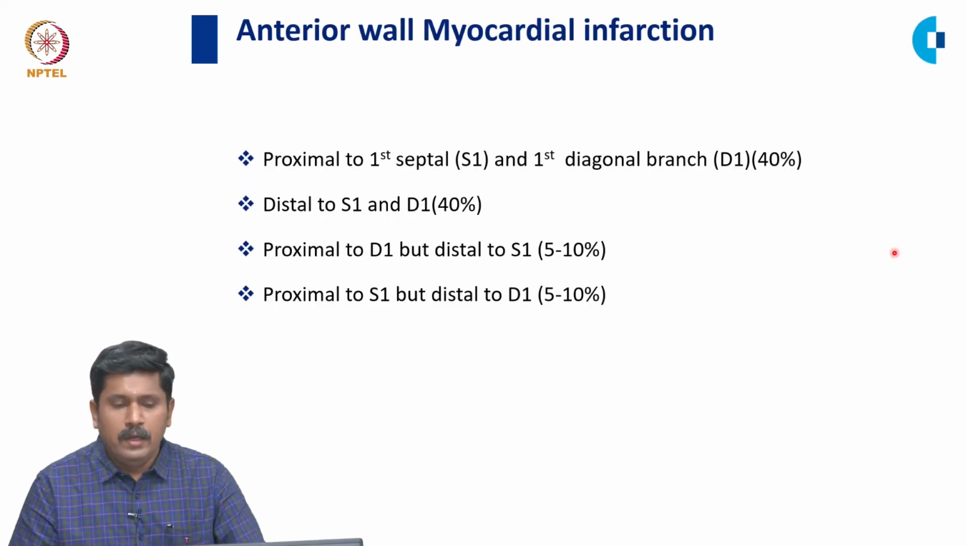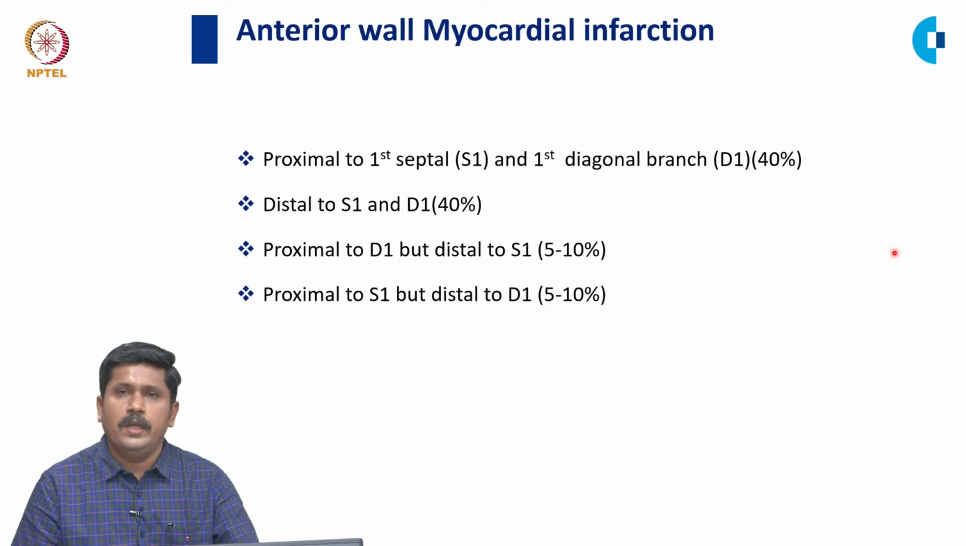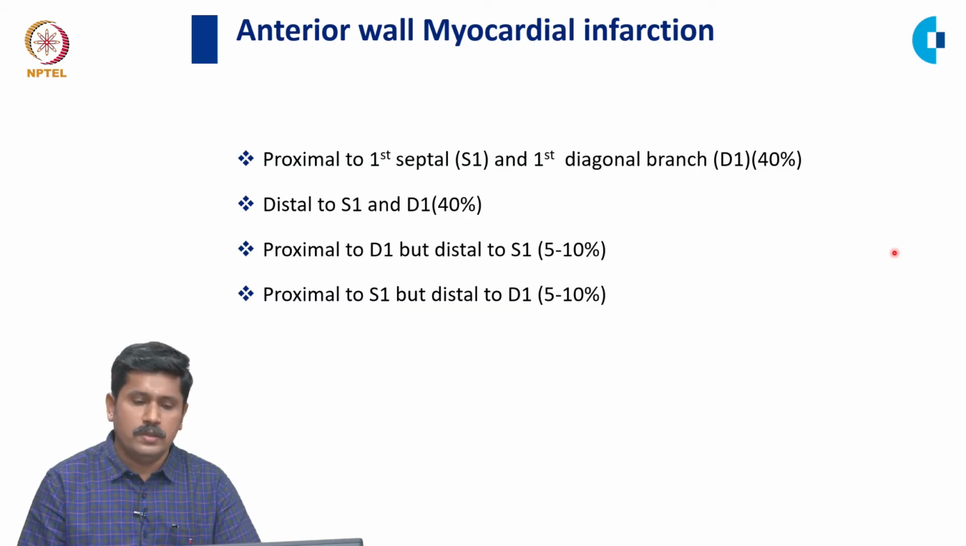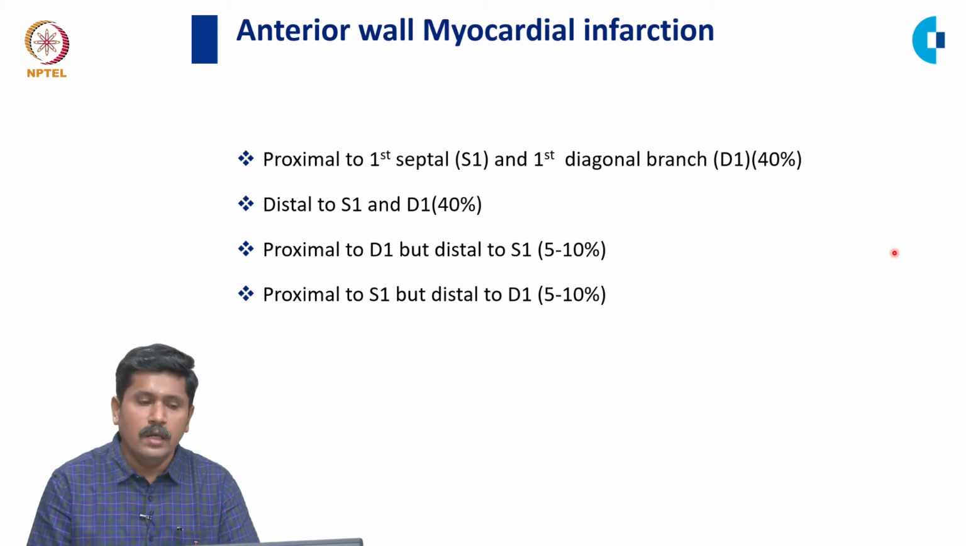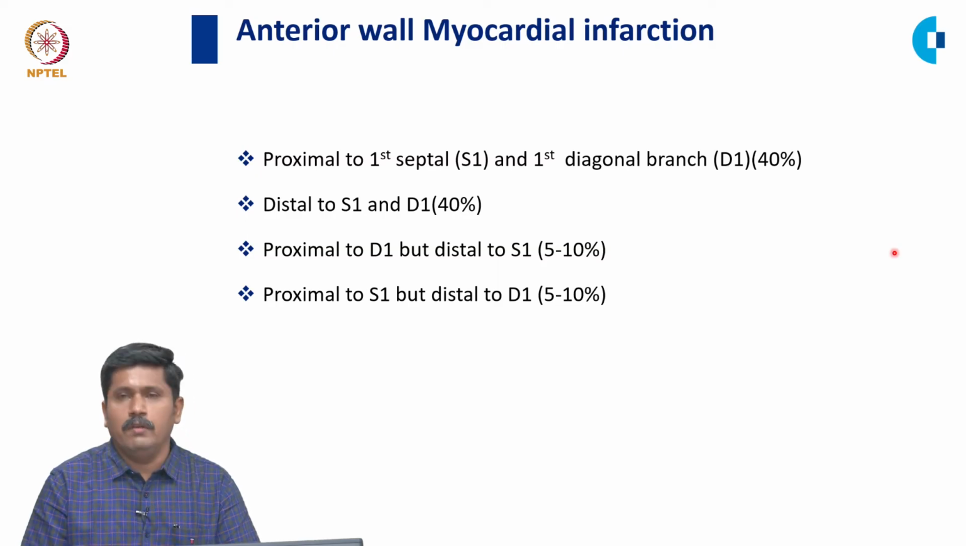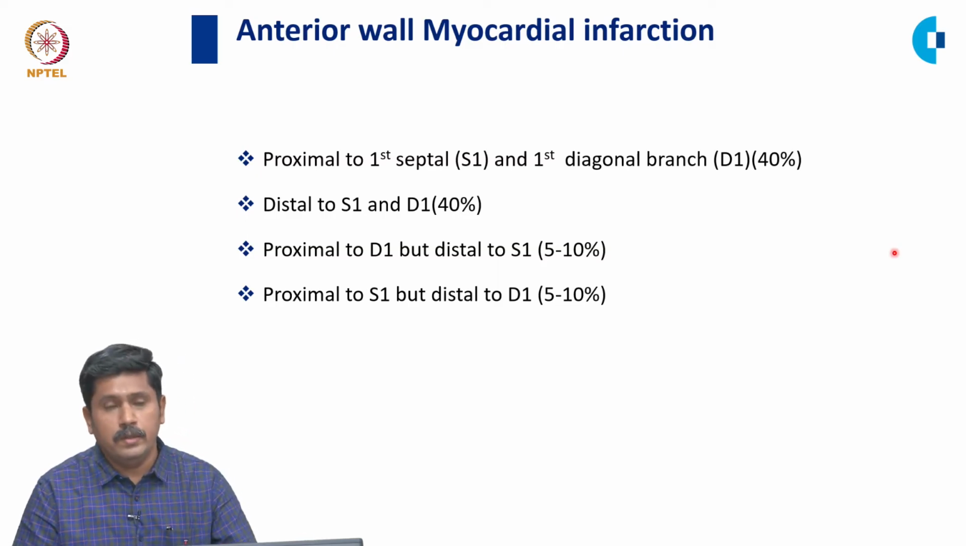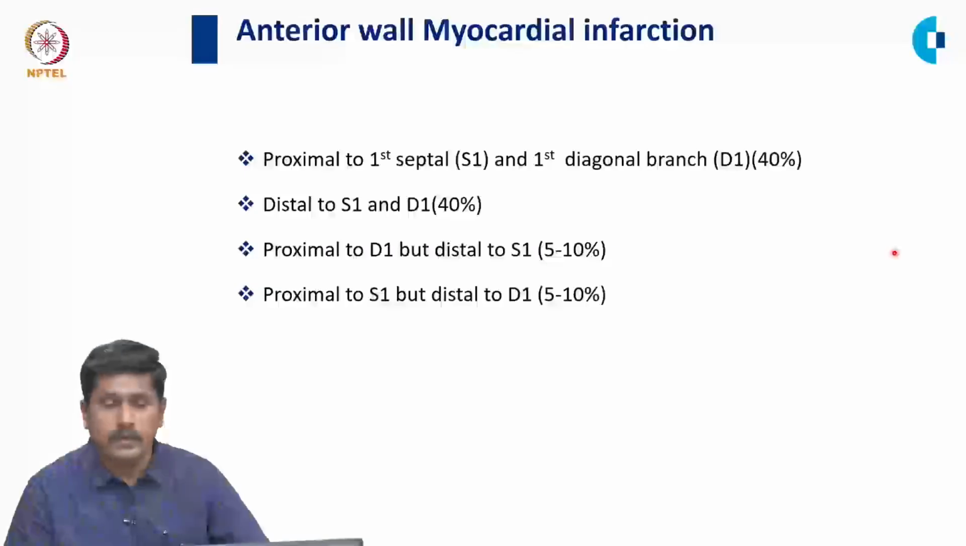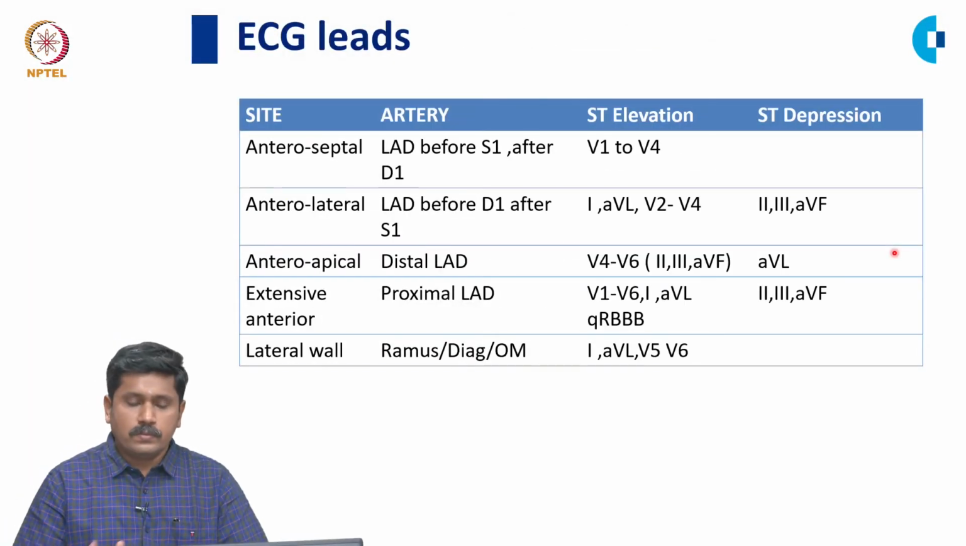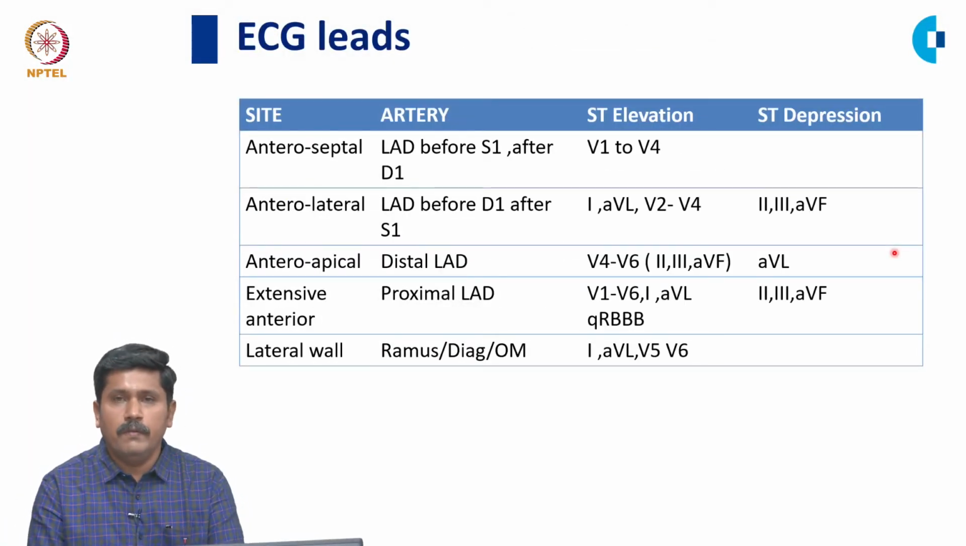So, anterior wall MI, as discussed, the lesion can be either proximal to both the branches, or it can be distal to both the branches, or the lesion can be in between the branches, that is in between the septal and the diagonal. There is one part which will be involved, either the septal may be involved or the diagonal will be involved. So, depending on this, the ECG manifestation will also differ in a patient with an anterior wall MI. So, by seeing the leads wherein the ST elevation is present, you can identify the type of myocardial infarction involving the LAD.